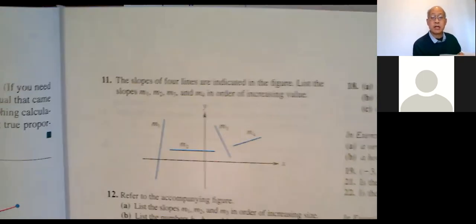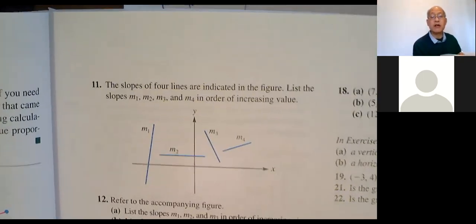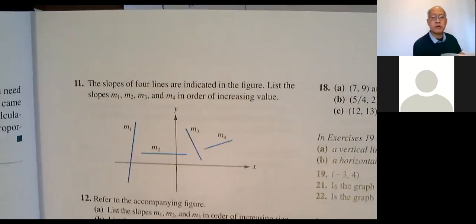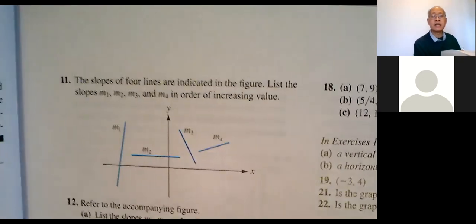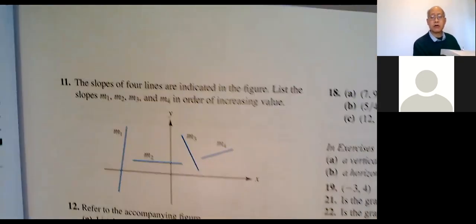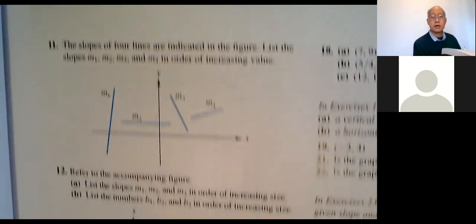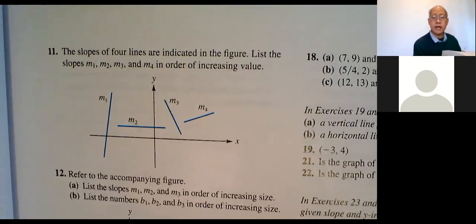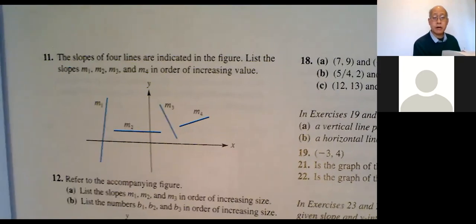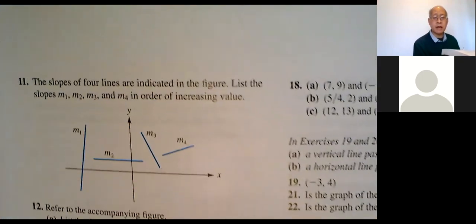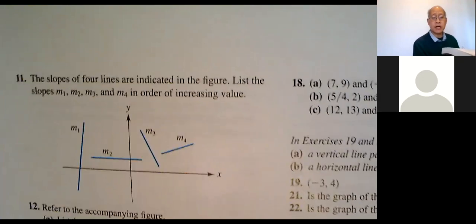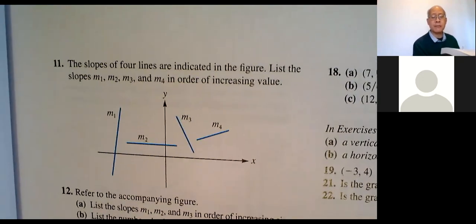But for 11, the slopes of 4 lines are indicated in the figure. List the slopes M1, M2, M3, and M4 in order of increasing value. Increasing value means go from negative to positive. Looks like there's only one that has a negative slope, right? That would be M3. So the smallest number is M3 because it's the only negative. So the answer for 11 is M3 first.